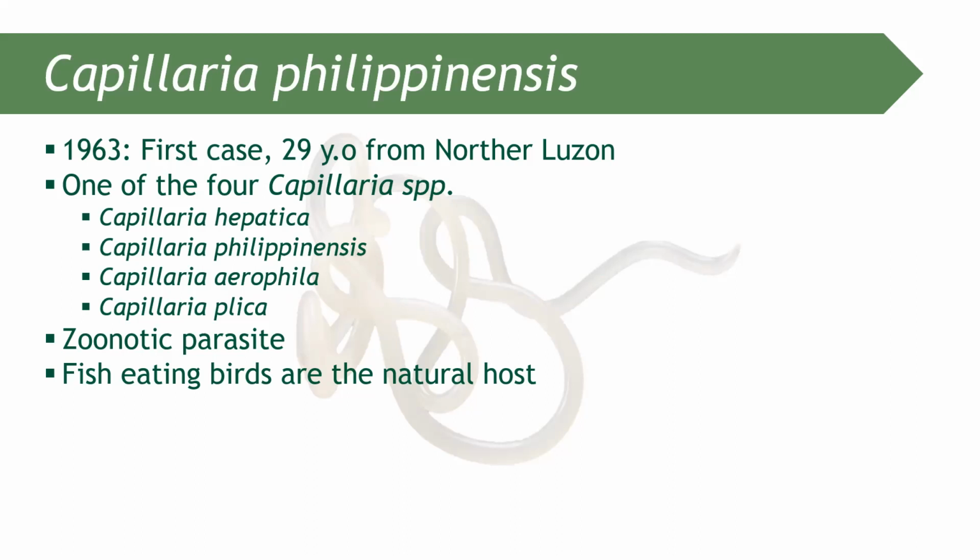Capillaria philippinensis. If you are wondering why philippinensis, it is because the first case of Capillaria philippinensis was first seen in the Philippines, in northern Luzon, in a 29-year-old from northern Luzon. There are 4 other species of Capillaria: Capillaria hepatica, Capillaria philippinensis, Capillaria aerophila, and Capillaria filica.